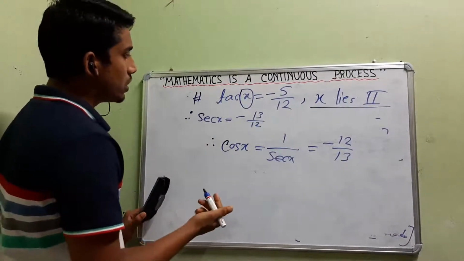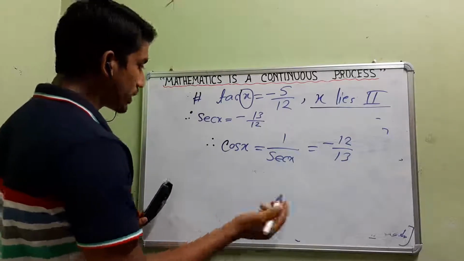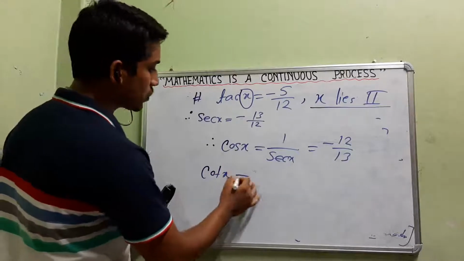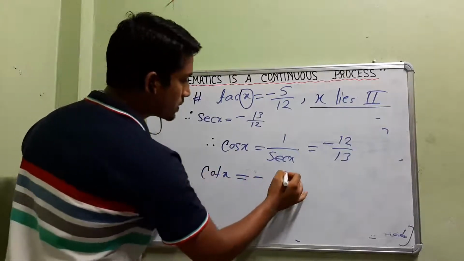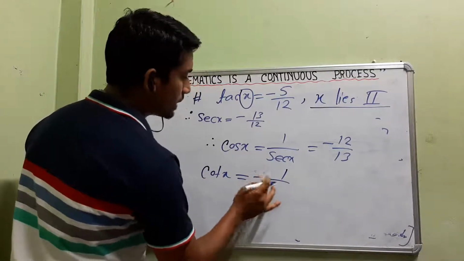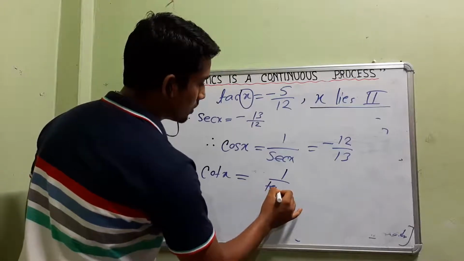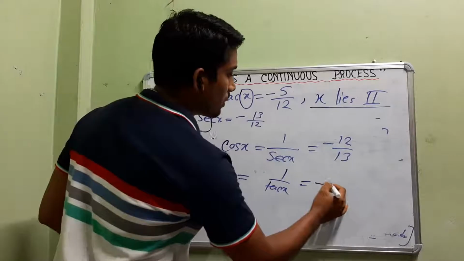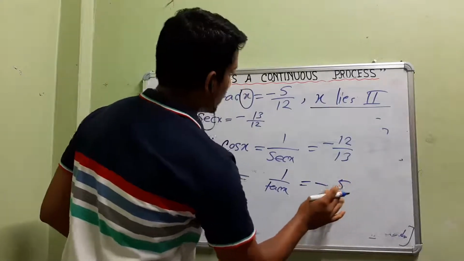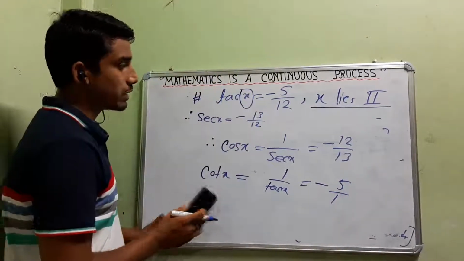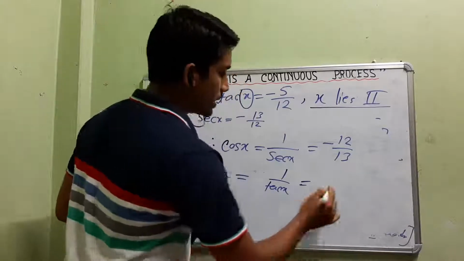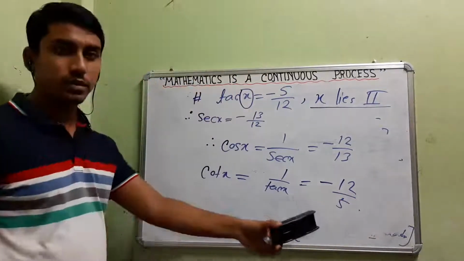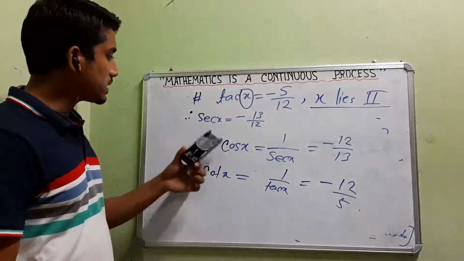Now what we know? We need to have cot x. Okay, cot x is very easy. By just the reciprocal relation, cot x is 1 by tan x. So tan x is minus 5 by 12. If you take 1 by that one, it will be minus 12 by 5. Minus 12 by 5, that one is your cot x. So we got cos x, sec x, cot x.